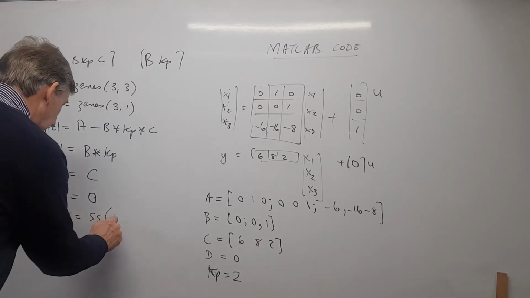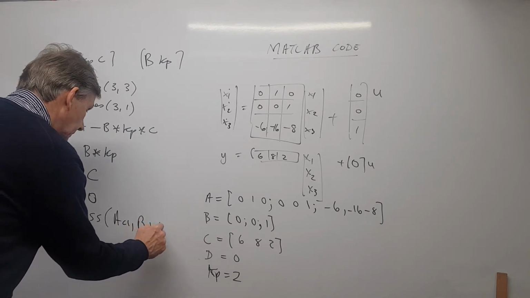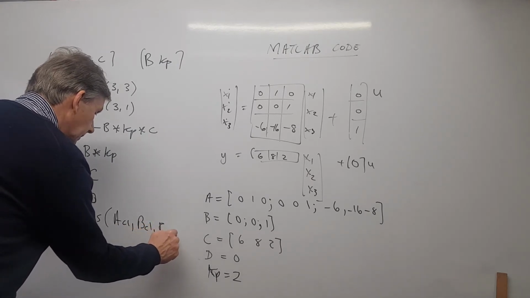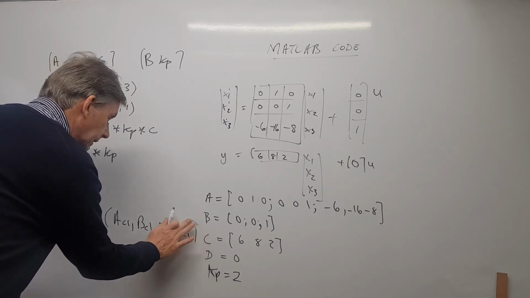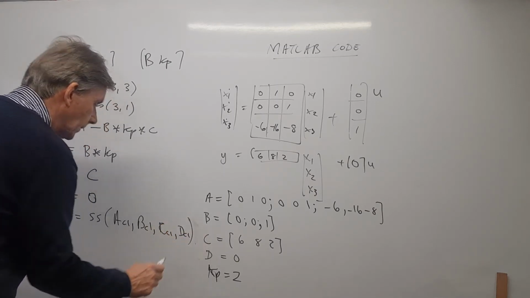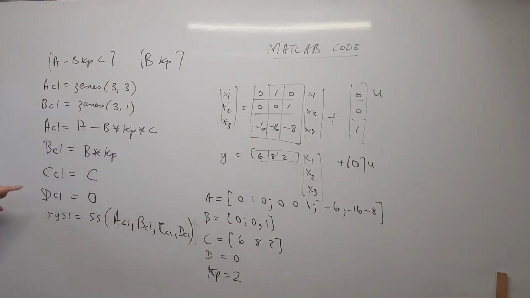So if I put this now as ACL, BCL, CCL, DCL, it's in round brackets. Then this will enter now this system, this closed loop system, as a system within MATLAB.